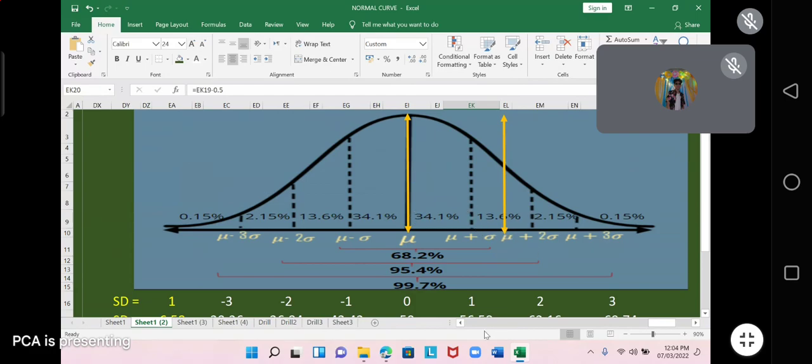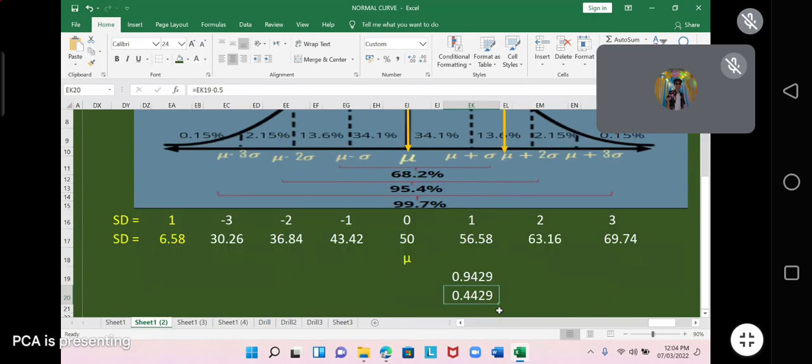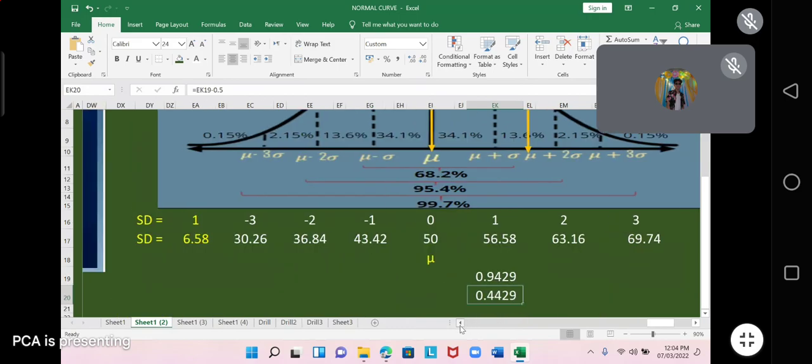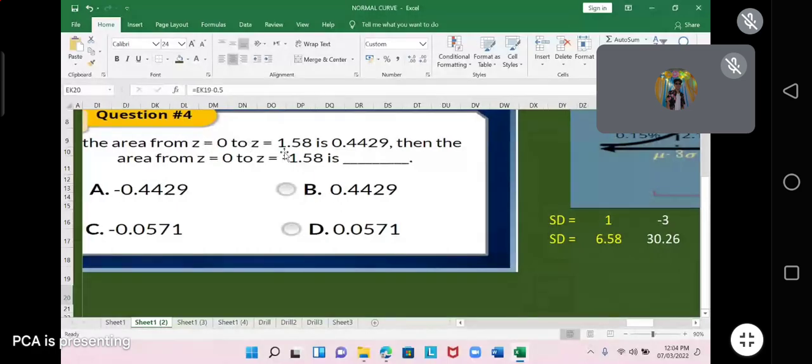Did you get that? Kasi it will be so basic, ha? The quiz. Pag hindi kayo marunong nito, wala. So again, that's 0.4429 and it's being mentioned there as given, no? From 0 to 1.58 z-score, the area for that z to 1.58 is 0.4429, no?